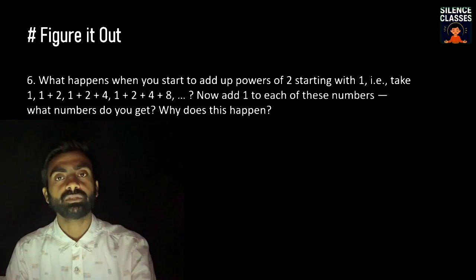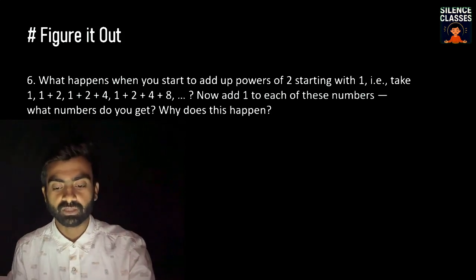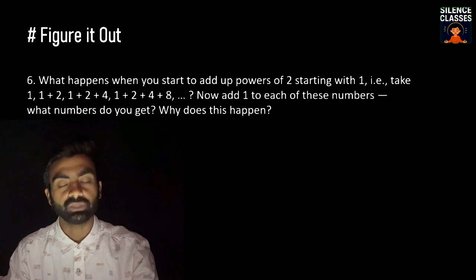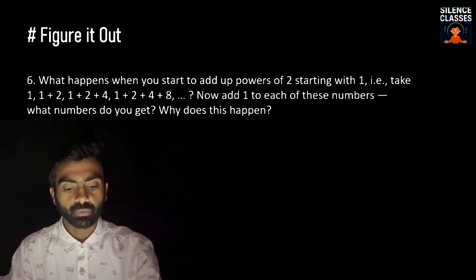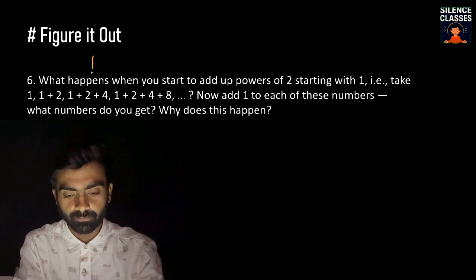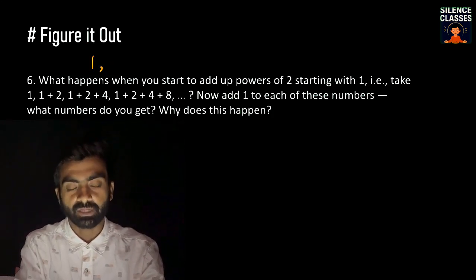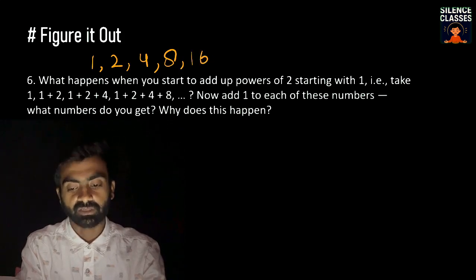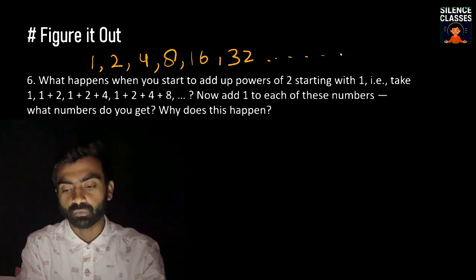Now let's move to the next question. What happens when you add powers of 2 starting with 1? Power of 2, take 1. This is the sequence. What are the power of 2 numbers? Start from 1. 1 multiplied by 2 is 2. 2 multiplied by 2 is 4. 4 multiplied by 2 is 8. 8 multiplied by 2 is 16. Then 32, and so on. It will move like this.